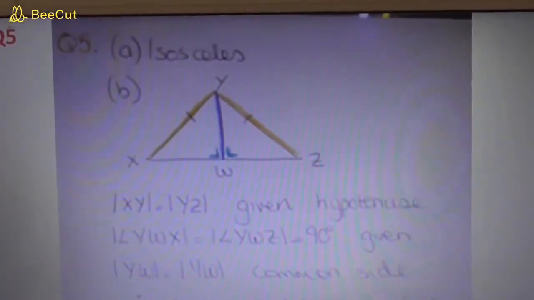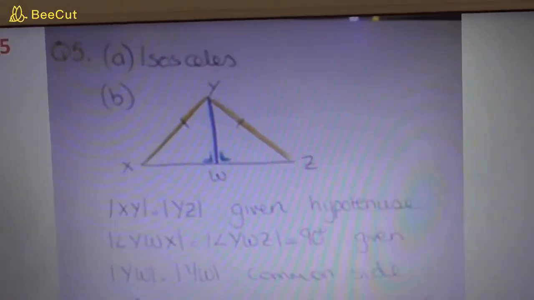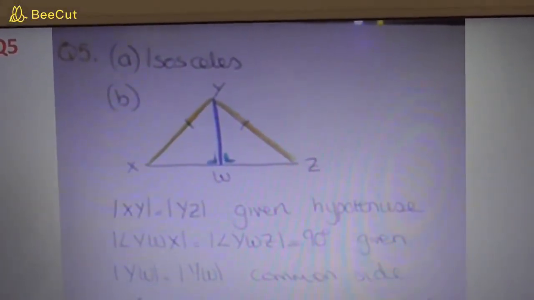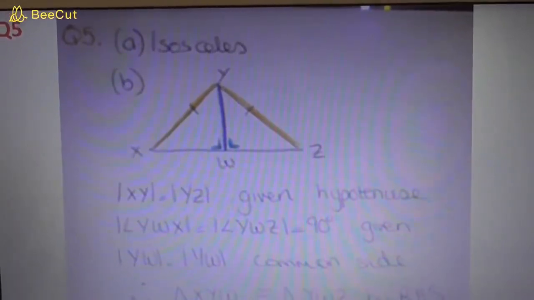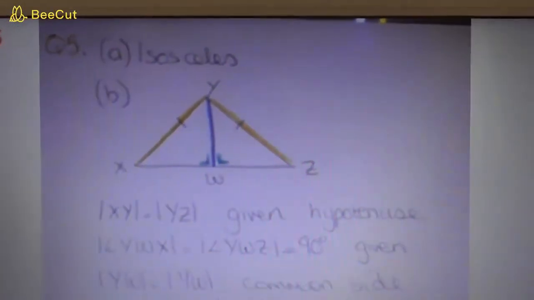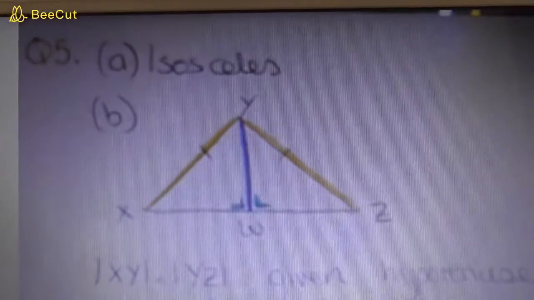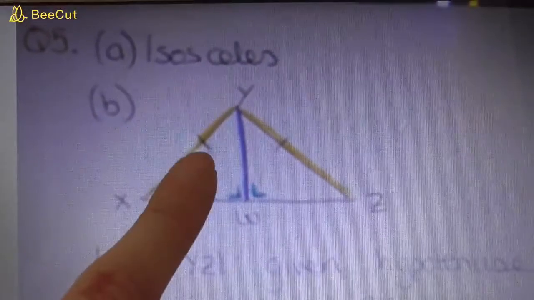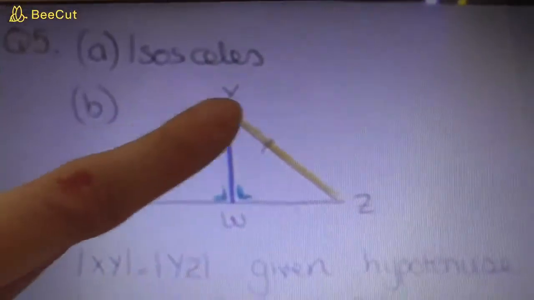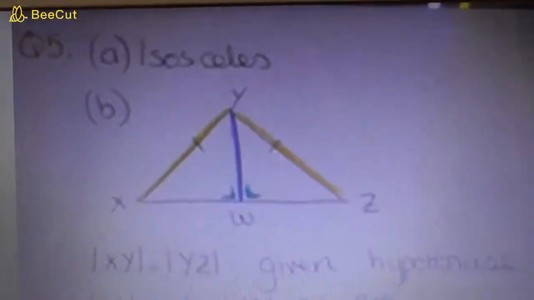They are isosceles triangles. Part B, then, you wanted to prove that triangle XYW is congruent to triangle YWZ. So let's look at the 2 triangles. What do I know about them? Well, they both have a right angle. That side is the same length as that side. And they both share this common side in the middle.